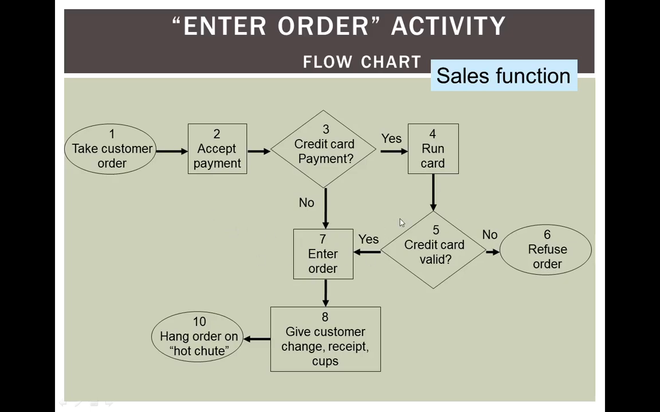Okay, so here's a little more detailed, just like I was talking about. So we take the customer's order. We accept their credit card, right? Or, in this case, we'll say it's a credit card. So credit card payment; if it was a no, then that means it's a cash payment. So we enter the order, give the customer change and receipt, cups, whatever, and then we move on out. Now you notice that this goes back to our expediter. It doesn't actually exit from the whole process, whereas customer gets their order.